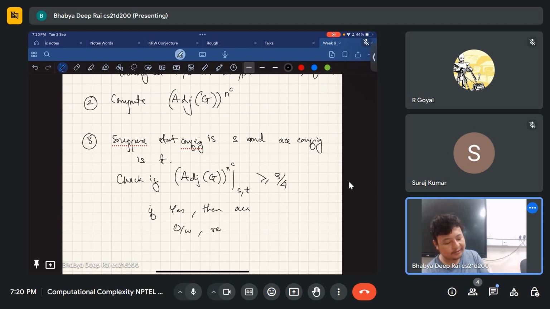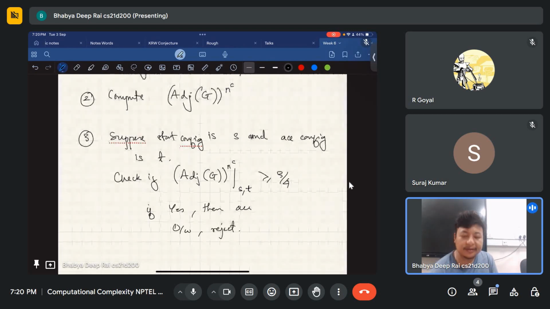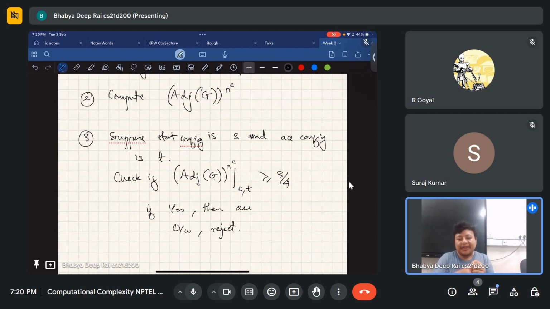Otherwise, reject. Correct? So what does it mean? Why are we doing this? Because in n to the c steps, if the machine were to be accepting and I'm tossing the coins uniformly at random, then with a probability over the tossing of coins, I would be reaching the accepting state with a probability of at least 3/4 if x was good for us, right? And I'm accounting for all the coin tosses, right?